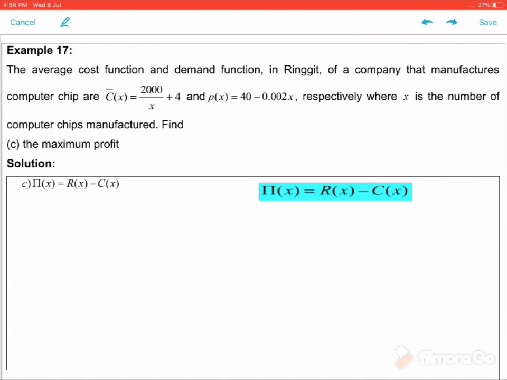Just now we already got them. So we just substitute R(x) is equal to 40x minus 0.002x squared, minus your C(x), which is equal to 2000 plus 4x. So you will get 36x minus 0.002x squared minus 2000. So that's the profit function.